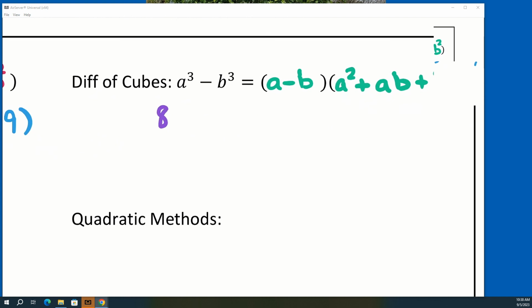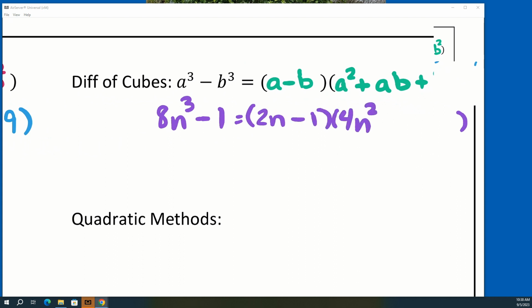So we're going to have 8n cubed minus 1. Now, the one thing that people forget is that 1's a perfect cube, a perfect square, a perfect everything. So 1 times itself a million times, it's still going to give you 1. What about the cube root of 8n cubed? 2n, good. So we have 2n minus 1. And then be careful, when you square 2n, that you square the 2 and you square the n. And then 1 squared is just 1.